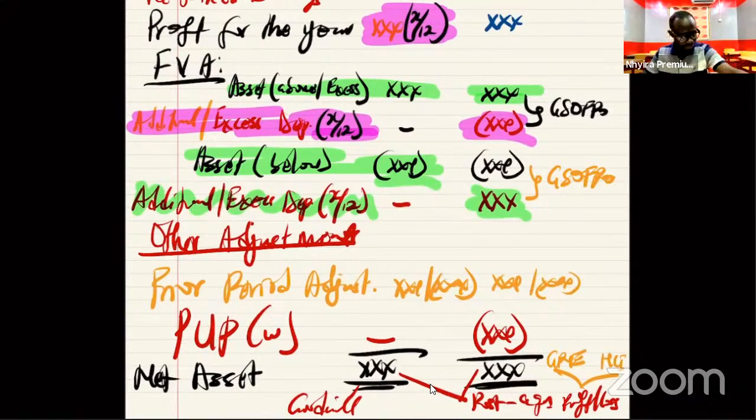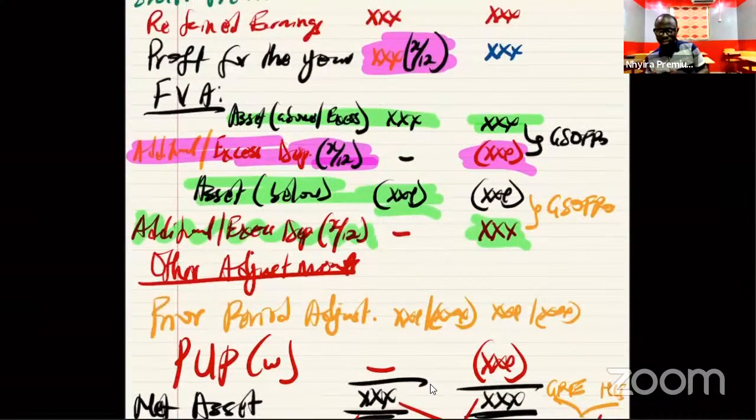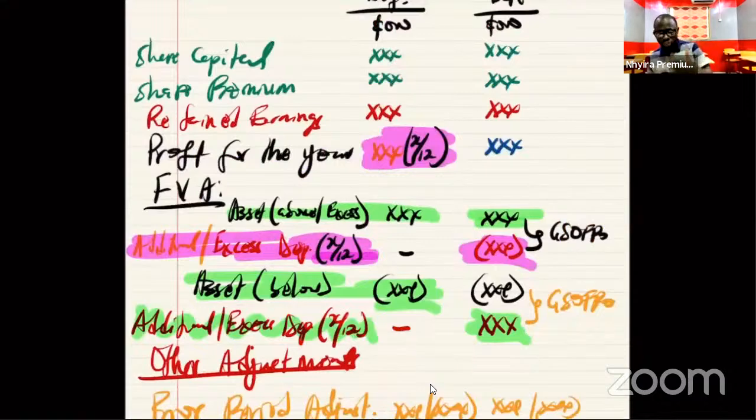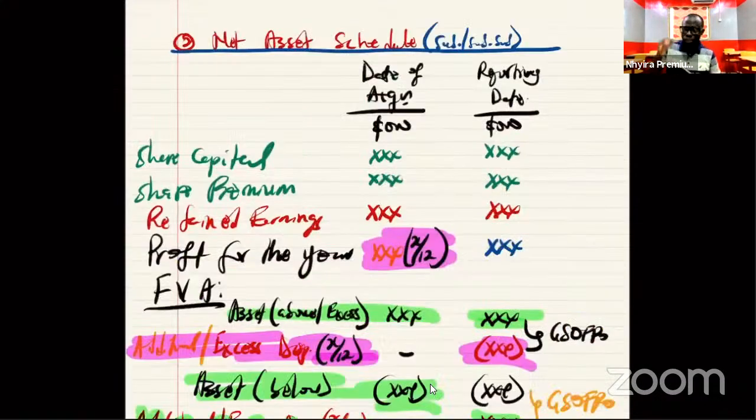Any questions, please? So we've looked at the group structure, and in the group structure, we looked also at the workings of the investment in associate. Then when it comes to the workings for the net asset schedule, remember I said you only do this schedule if you are preparing the consolidated statement of financial position.